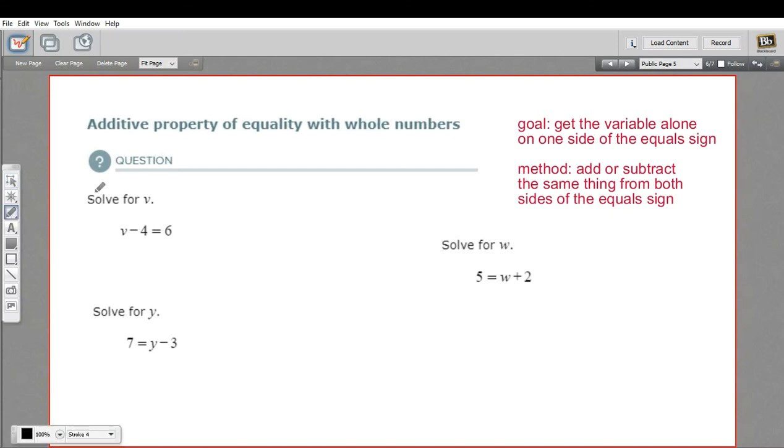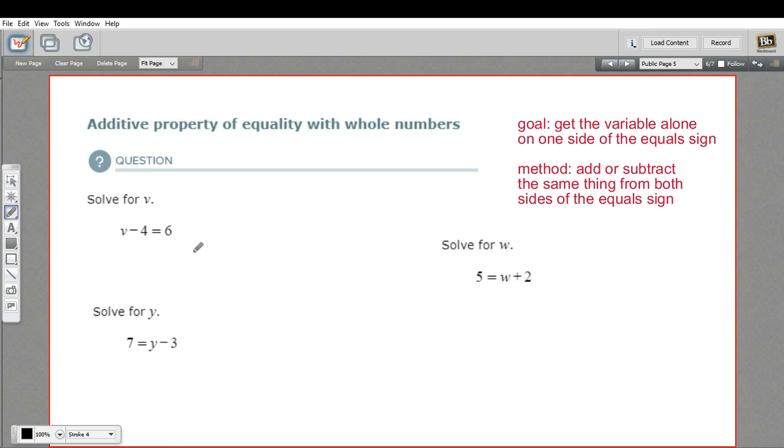In these problems, we are trying to solve for a variable. So in this first one, it says solve for v. What that means is we want v alone on one side of the equal sign and some number on the other side of the equal sign, and then that's what v equals. We've solved for it. We've found v.